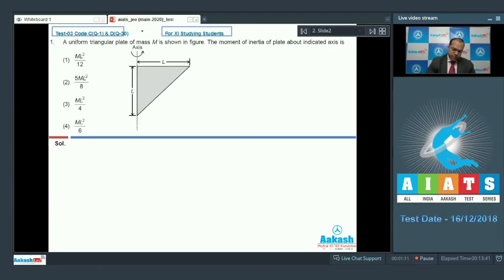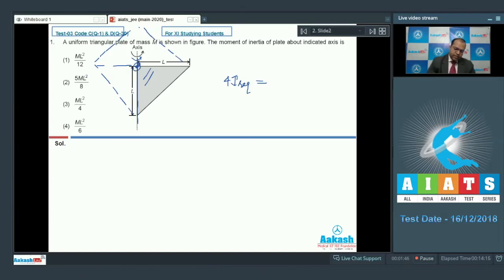So if I draw this plate in this way, this is also a plate of mass m, this is another plate of mass m, and this is the last plate of mass m. So if I require the moment of inertia of this plate about this axis, then I can say that the net moment of inertia of the extended plate about this axis can be written as 4 times I required, and that is equal to the moment of inertia of this complete plate about this axis.